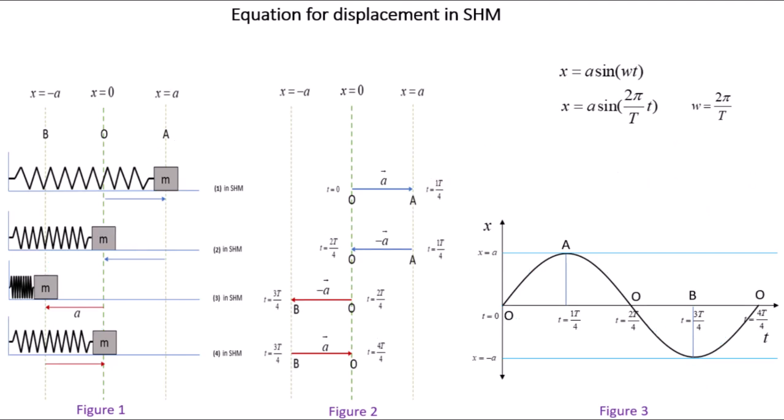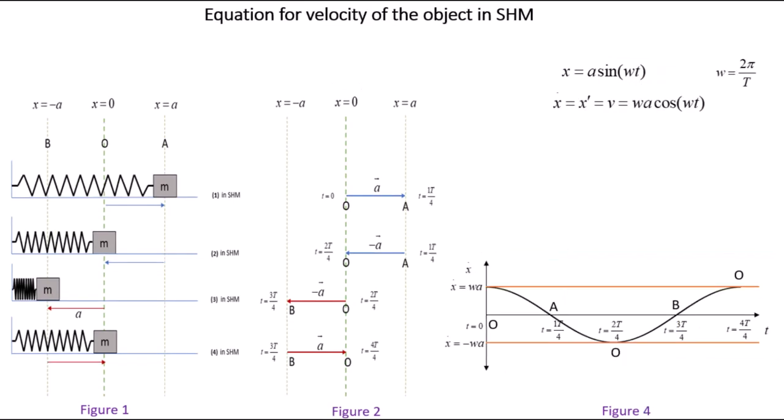So let's spend a few seconds to summarize. If an object is executing simple harmonic motion, then its displacement can be represented by a function with respect to time given by x equals A sine omega t. And in such a case, omega is given by 2 pi over T, where T refers to the time period. Let's see now the equation for the velocity of the object.